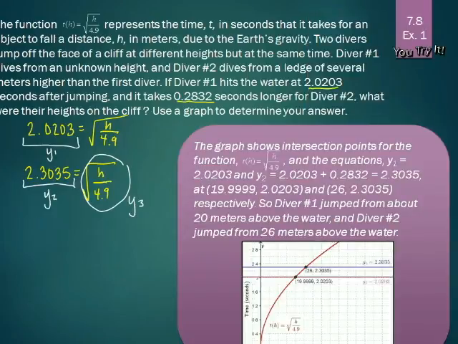Let's go ahead and summarize. The graph shows intersection points for the function t of h equals the square root of h divided by 4 9/10, and the equations y1 equals 2 and 203/10,000, and y2 equals 2 and 203/10,000 plus 2,832/10,000 equals 2 and 3,035/10,000, at 19 and 9,999/10,000, 2 and 203/10,000, and 26, 2 and 3,035/10,000 respectively. So diver number 1 jumped from about 20 meters above the water, and diver number 2 jumped from 26 meters above the water.